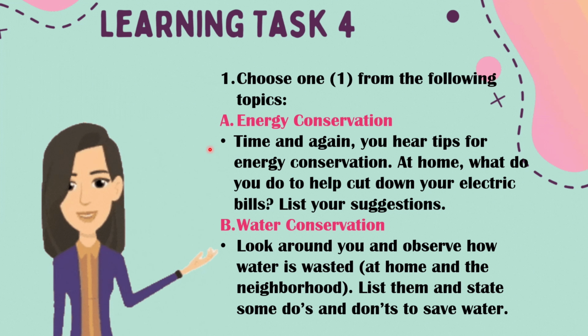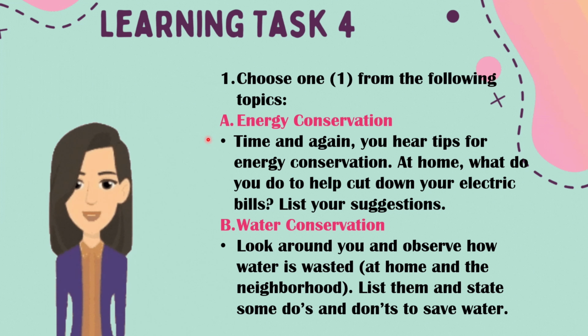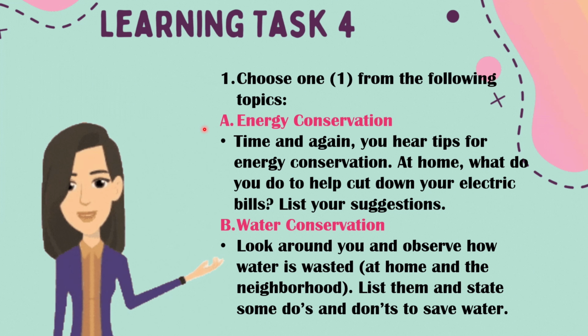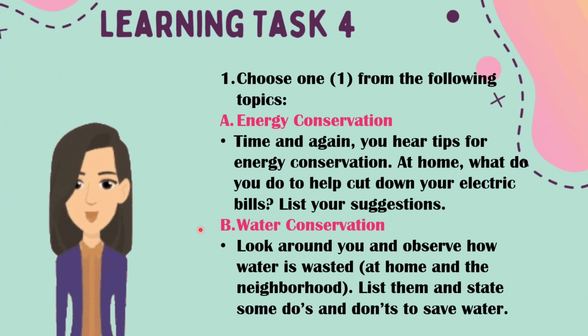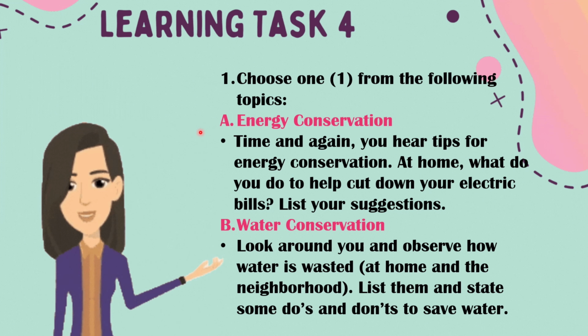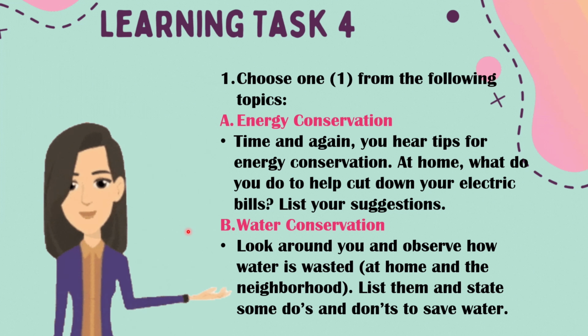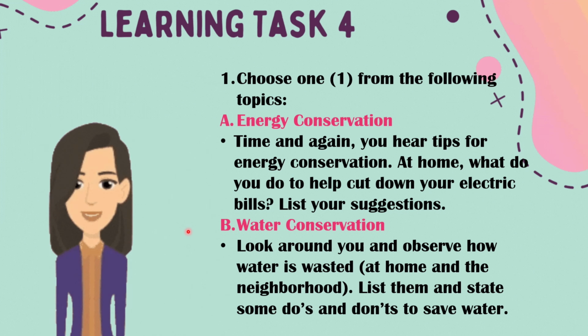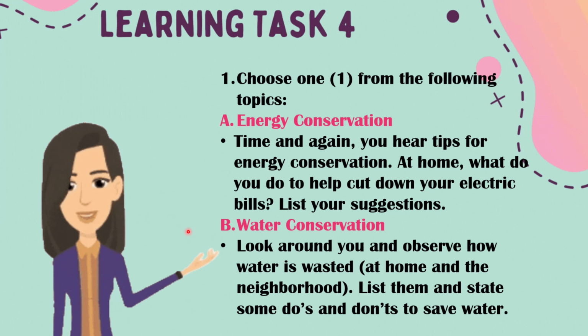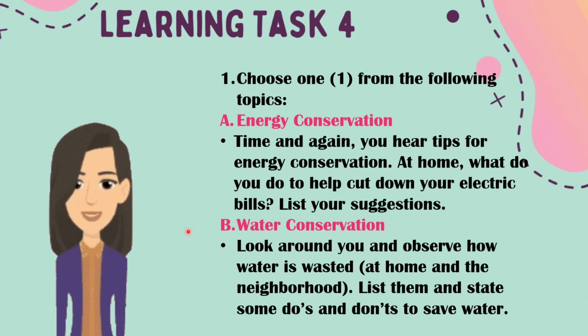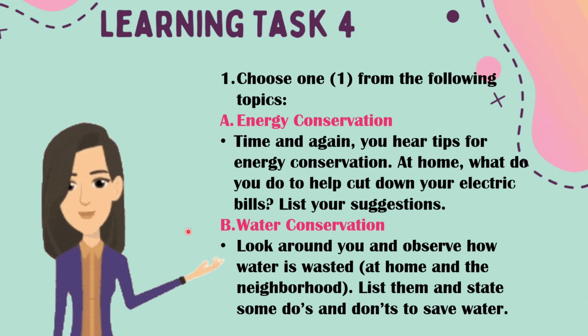So ang gagawin ninyo sa learning task number 4, una, pipili kayo sa dalawang topic, yung energy conservation at water conservation. So sa energy conservation, maglilista kayo ng mga suggestions, okay, kung paano ninyo mapapababa ang inyong electric bill. Pag water conservation naman, mag-observe kayo sa inyong bahay o kaya sa neighborhood. Tingnan ninyo kung paano ba naaaksaya yung tubig. So, isusulat nyo siya and then magsasuggest kayo ng mga do's and don'ts kung paano makakapag-conserve or makakapagtipid ng tubig.